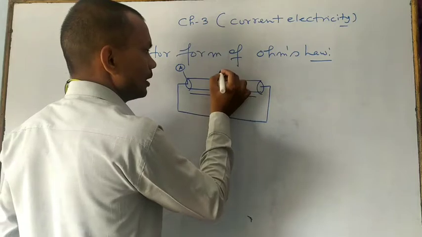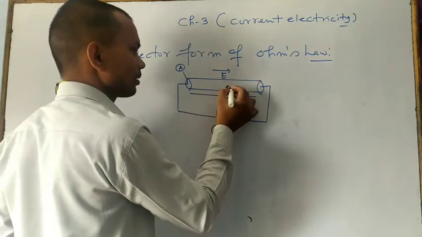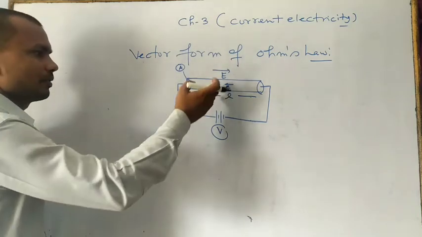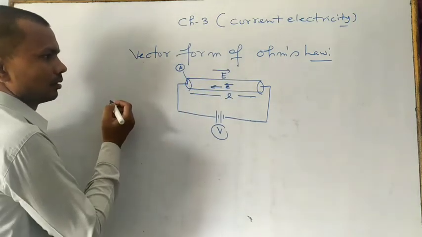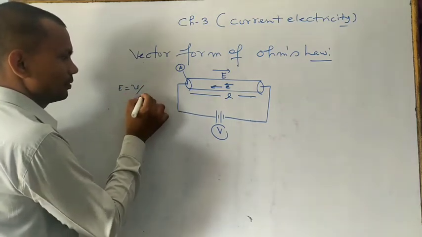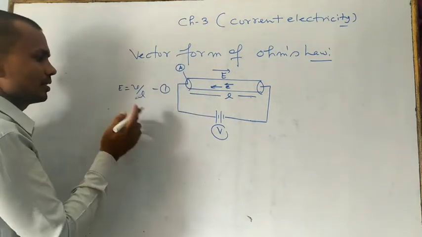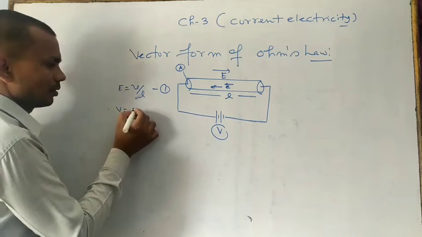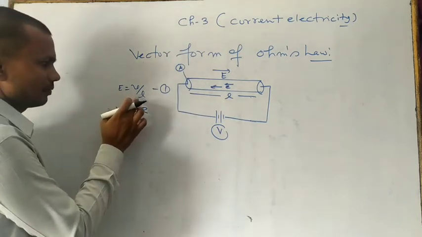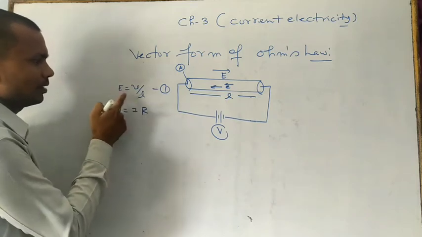Then an electric field is generated. This is in the direction opposite to the electron flow. In this direction electrons are flowing. So we know the relationship between electric field and electric potential, E equal to V by L, this we know that. And suppose this is the first one. Ohm's law we have already studied, V equal to I R. So here in place of V, we can write E into L from 1.